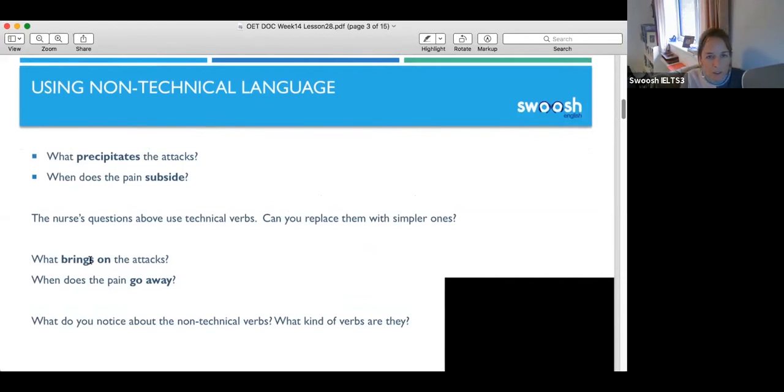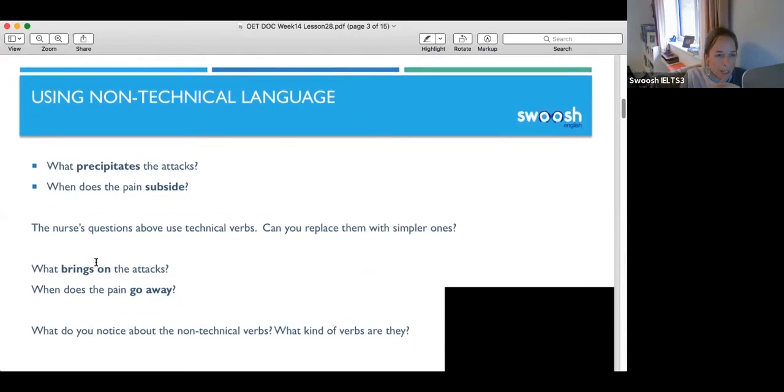We use phrasal verbs in speaking quite a lot, all the time, yeah? They are much more informal than these longer verbs. So shorter verbs with an extra preposition we prefer in speaking. And to be non-technical, try to use phrasal verbs if possible.